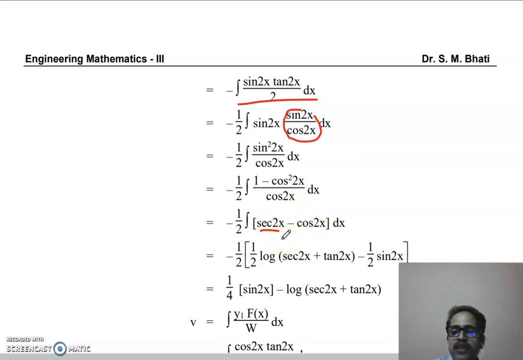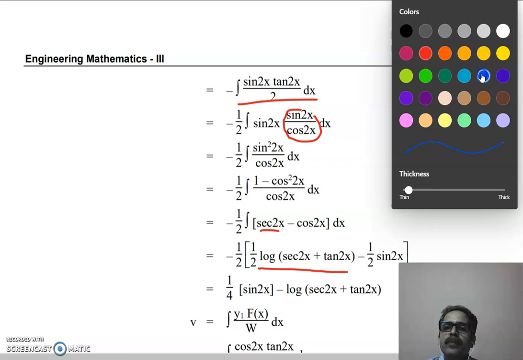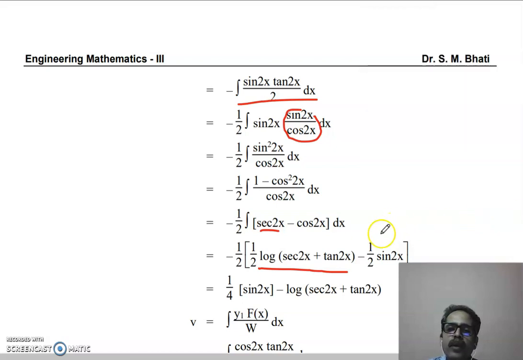And now you apply the standard formula. Integration of sec 2x is 1 by 2 log of sec 2x plus tan 2x. Please don't forget this 1 by 2. Now the second term is cos 2x, whose integration is very easy.